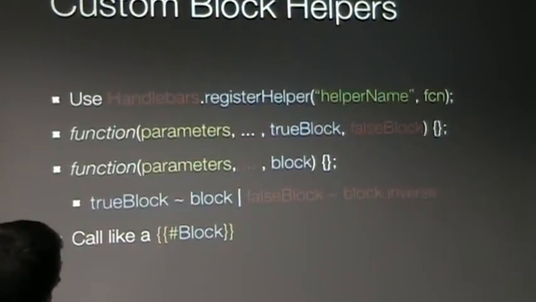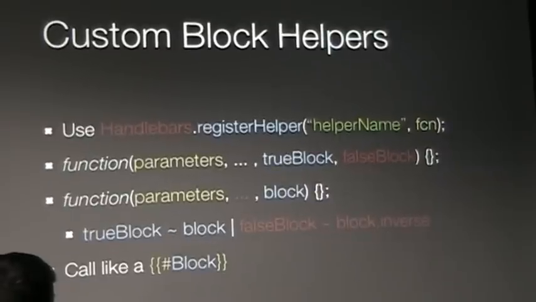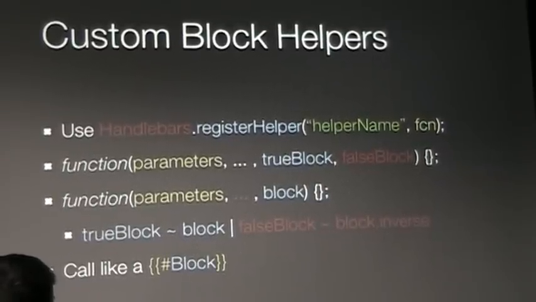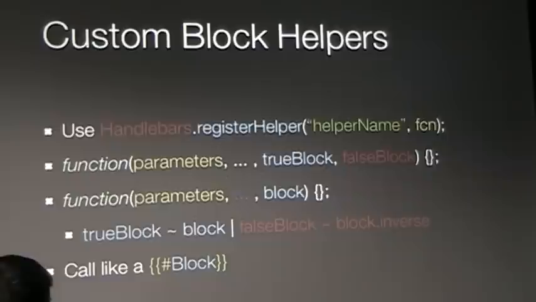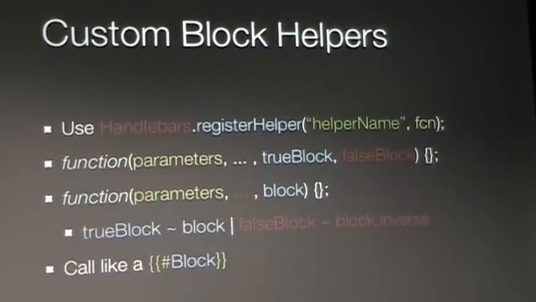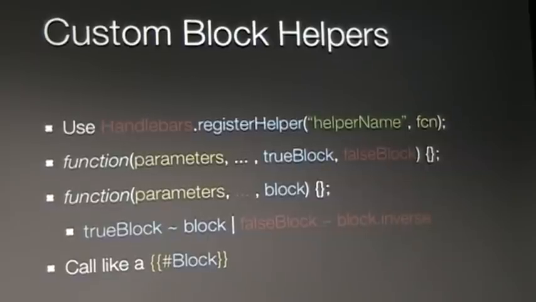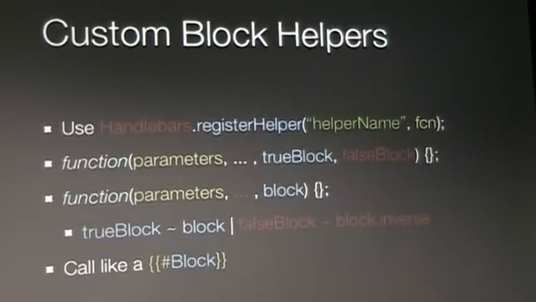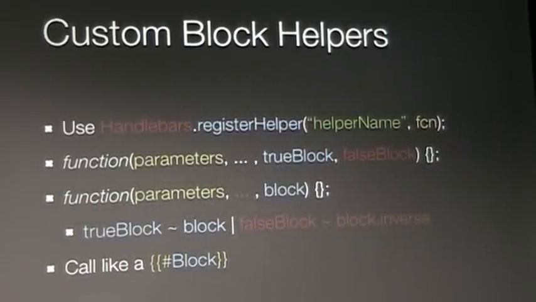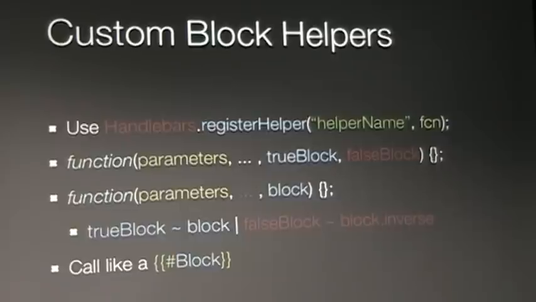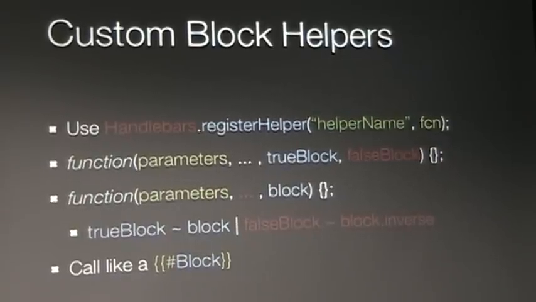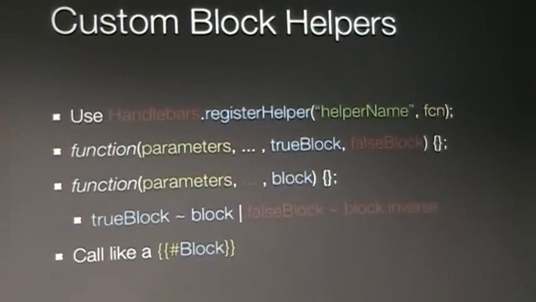And then it also uses the register helper function on Handlebars. And then we could also split the block into two values, which are the true block and the false block, when defining the parameters. So again, true block is the same as block, and false block is the same as block dot inverse. So you call it like a block.